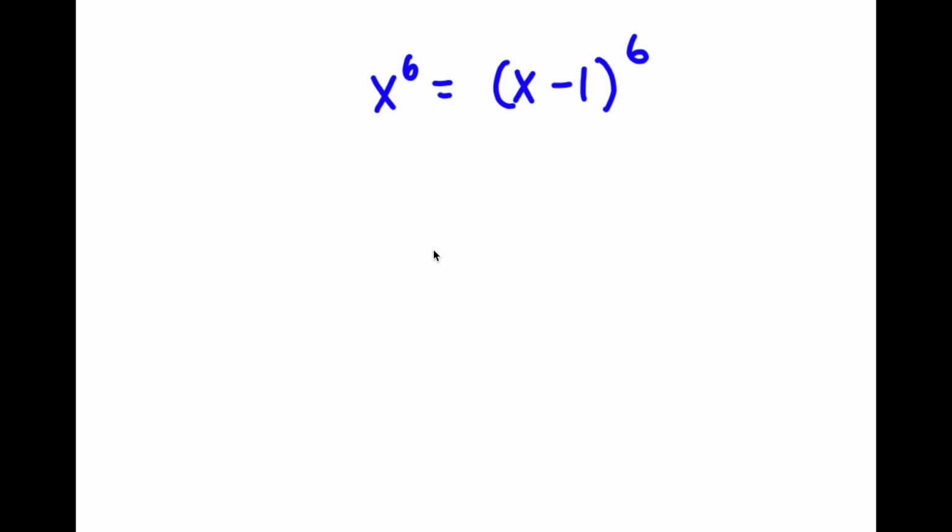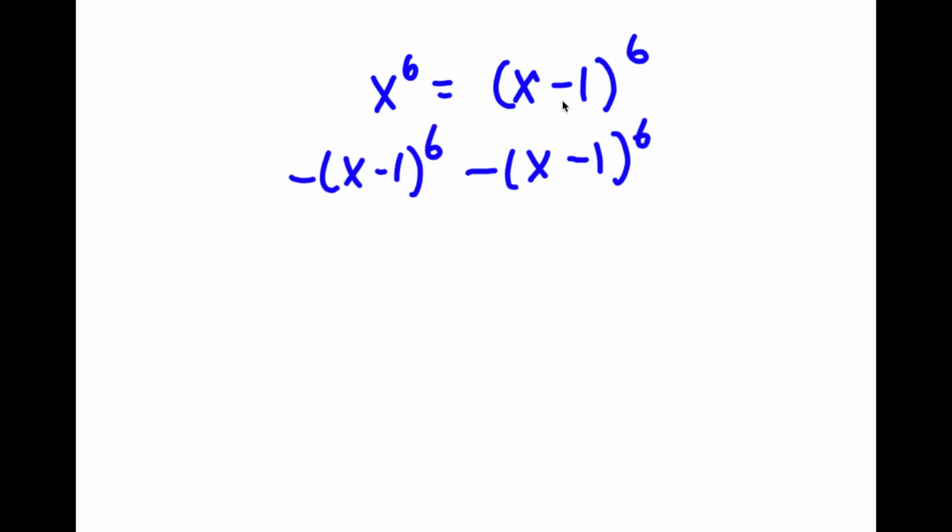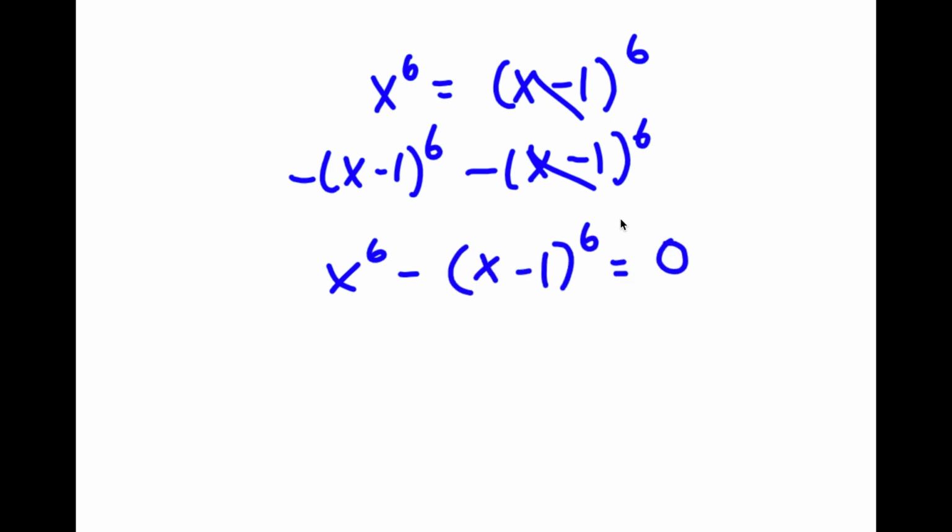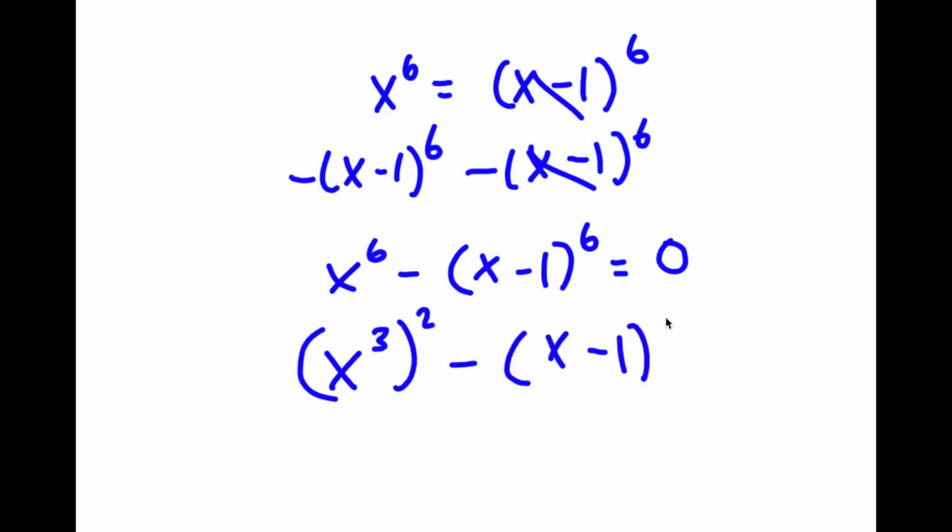Alright, so in this problem, I have x to the power of 6 is equal to x minus 1 to the power of 6. So I'm going to first start by subtracting x minus 1 to the power of 6 on both sides. So then these two cancel out, and I get x to the power of 6 minus x minus 1 to the power of 6 is equal to 0. Now I'm going to rewrite this as x to the power of 3 to the power of 2 minus x minus 1 to the power of 3 to the power of 2 is equal to 0.